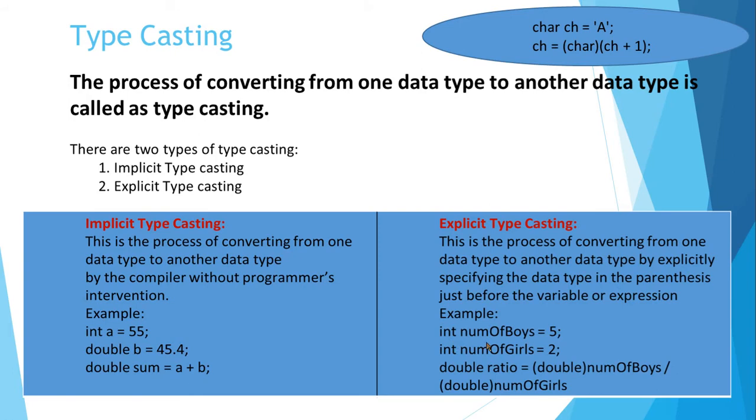Let us see an example. The first integer is 5, the second integer is 2, and I am writing double ratio, that is, I am going to divide the number of boys and the number of girls and convert it into double. If these two were double and I convert them, then there were chances that I may lose the decimal point value, that is, if I convert double into integer.